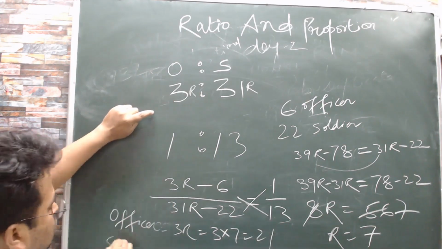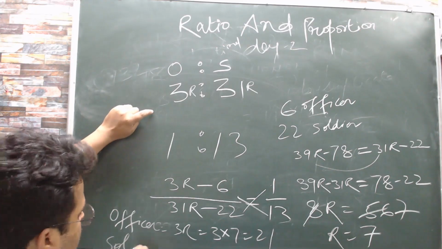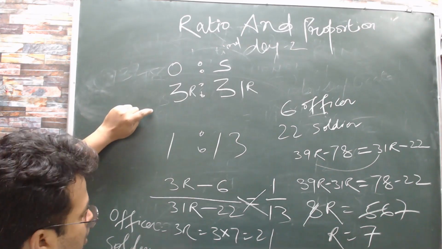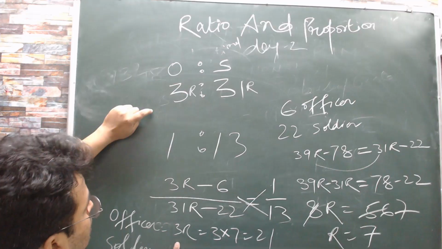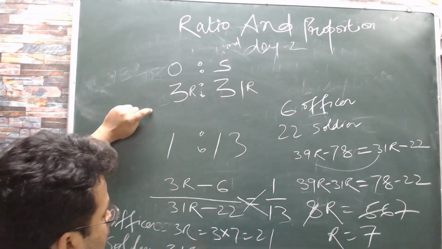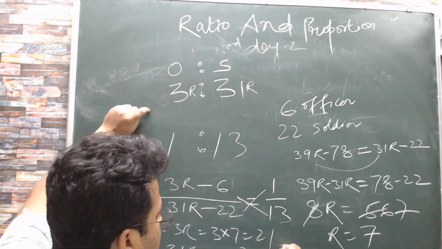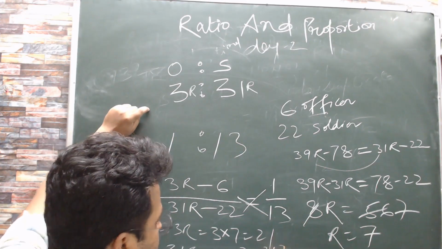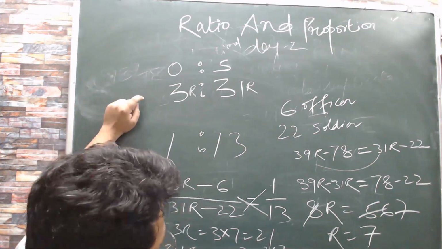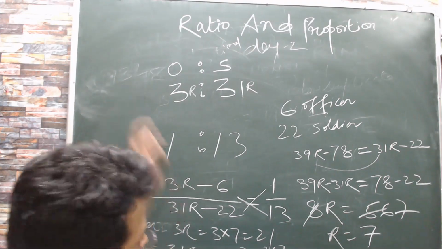And originally the soldiers was in a 3:1 ratio. So 3 into 7: 7 times 1 is 7, 7 times 3 is 21. So initially you have 21 officers.